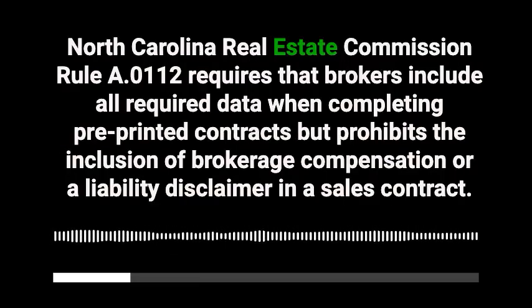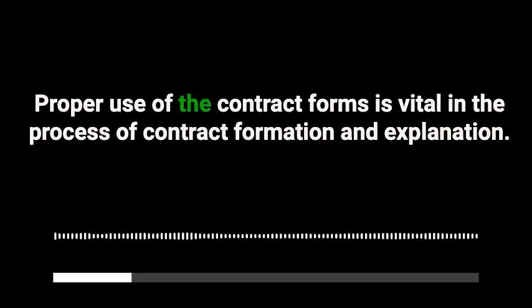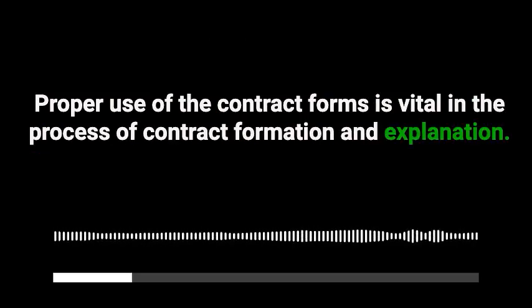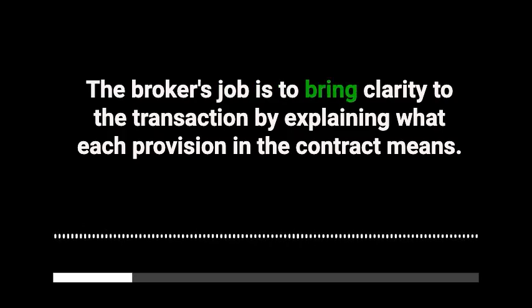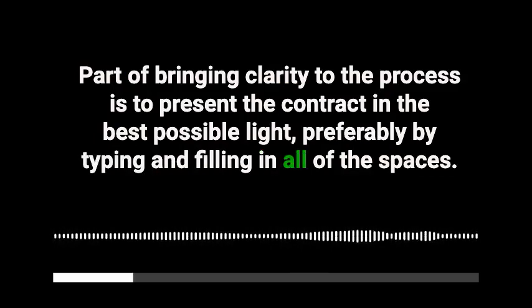North Carolina Real Estate Commission Rule A 112 requires that brokers include all required data when completing pre-printed contracts, but prohibits the inclusion of brokerage compensation or a liability disclaimer in a sales contract. Proper use of the contract forms is vital in the process of contract formation and explanation. The broker's job is to bring clarity to the transaction by explaining what each provision in the contract means. Part of bringing clarity to the process is to present the contract in the best possible light, preferably by typing and filling in all of the spaces.